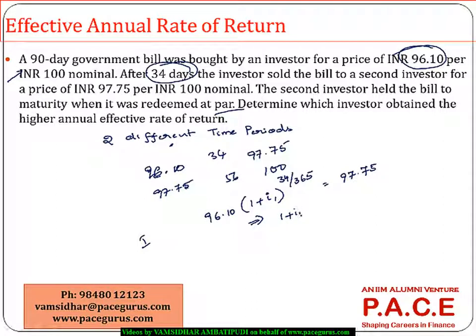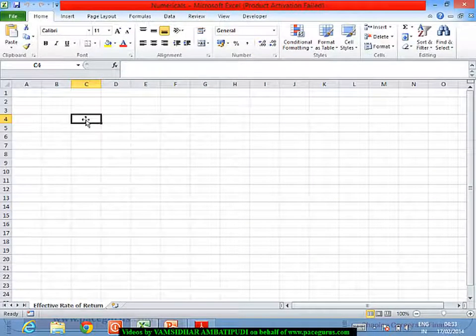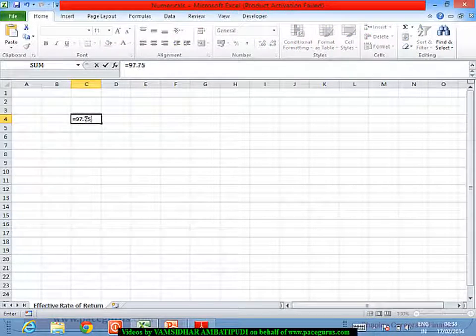So (1 + I1) to the power 34 by 365 is equal to 97.75 divided by 96.1. Now this entire thing, if I raise it to the power 365 by 34, this would become 1 + I, and if I subtract 1 from it, I get whatever is the value of I1, which is the annualized interest rate corresponding to the first party. So all I can try finding out is 97.75 divided by 96.1.